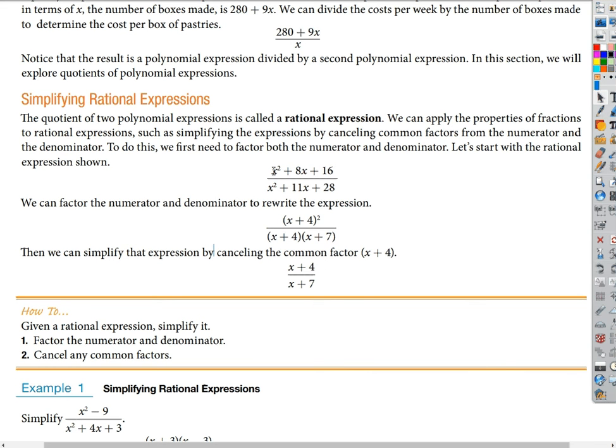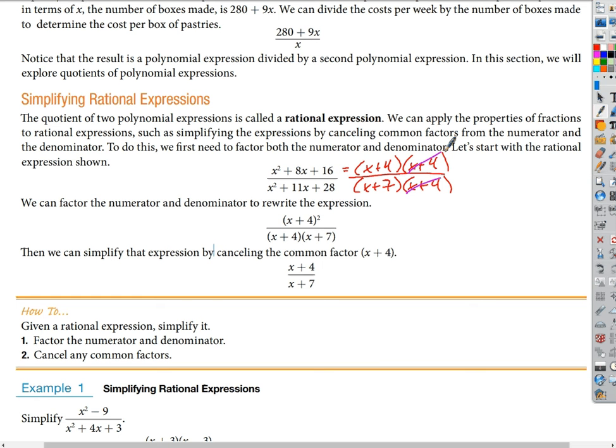4 and 4, right? So on the top we would just get x plus 4 times x plus 4, which is the same thing as x plus 4 squared. And on the bottom, we get an x plus 7 and an x plus 4, right? 7 plus 4 is 11, and 4 times 7 is 28. So, easy to factor. What can we cancel there? The 4s. We can cancel the x plus 4s.